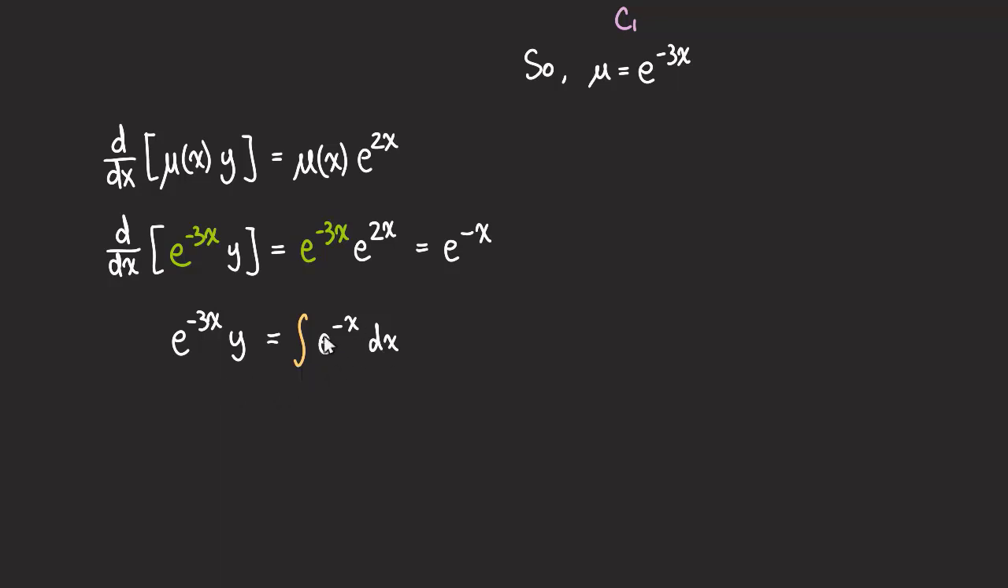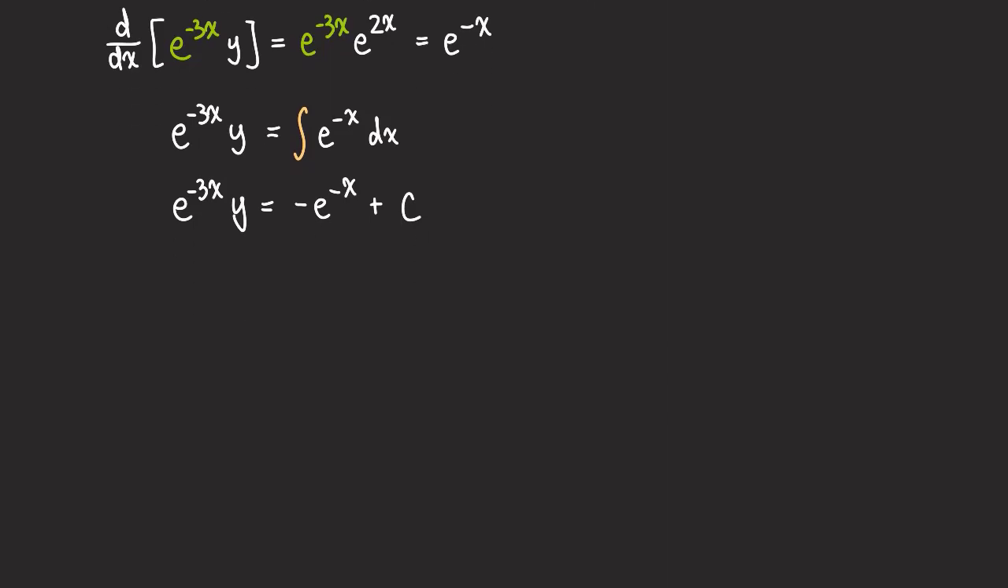So now integrating this one, that's easy. We get e to the negative 3x y is equal to negative e to the negative x, plus some constant. Let's use c this time. Okay, so now to isolate y, we can multiply both sides of the equation by e to the positive 3x so that we can cancel this factor here.